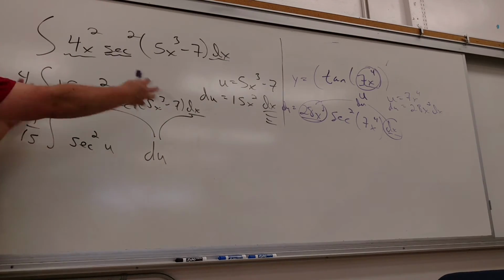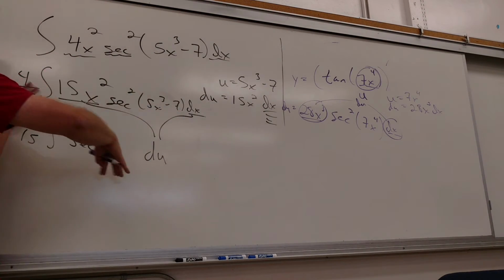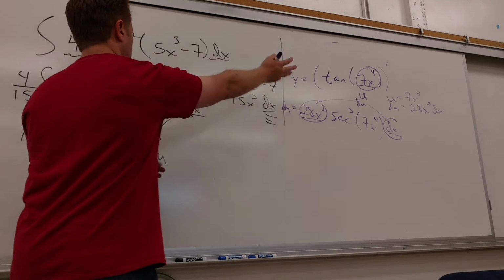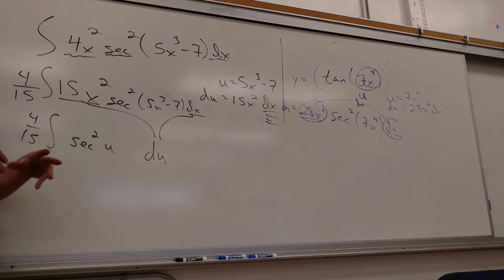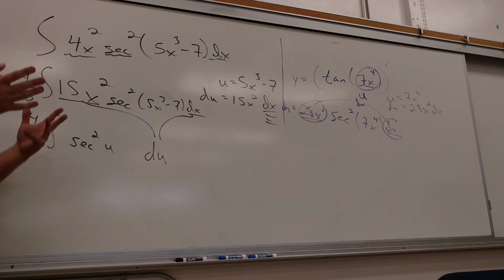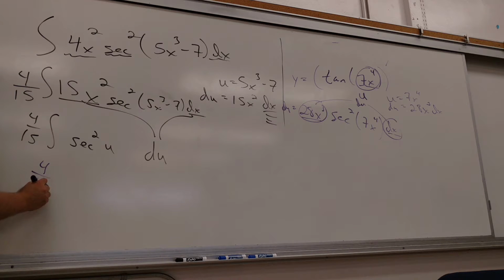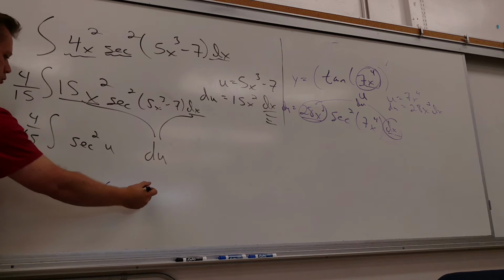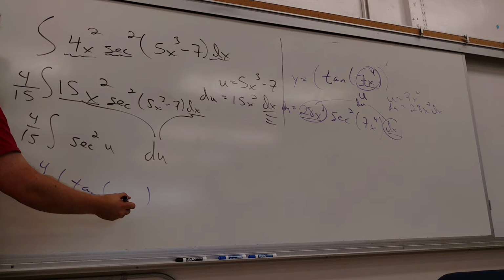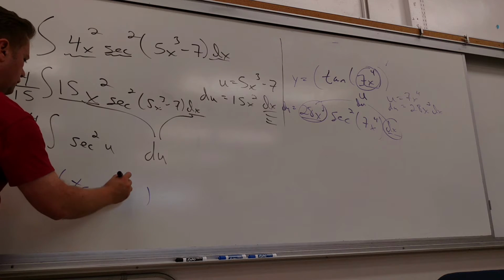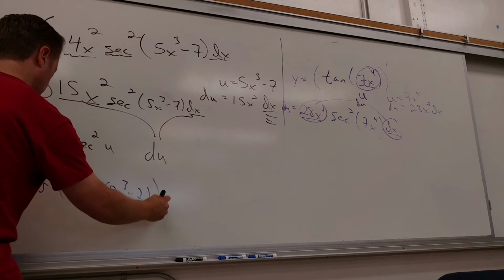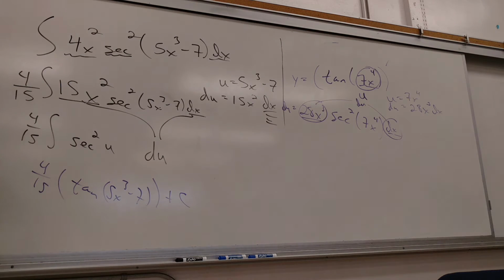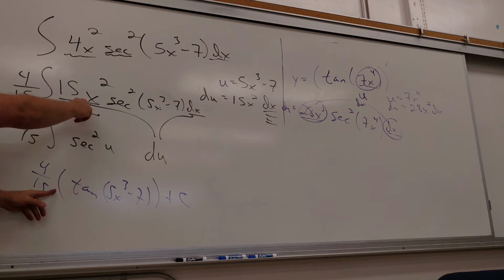And this is when people started to try to bring stuff back in. No, it can't be just tangent. I got to have a 5x cubed in there. So it's 14, 15, whatever. No. You get 4 over 15 times tangent of u. And u was 5x cubed minus 7, plus c. Kick ass.